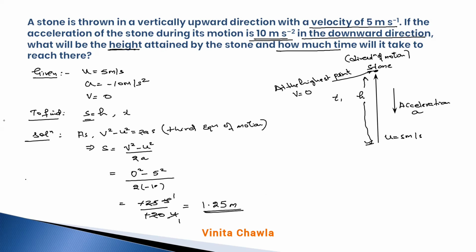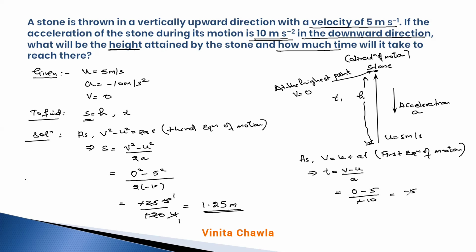And second thing that we have to find out is time, right? So as V is equal to U plus AT, now here we'll use first equation of motion. In the bracket, we will write first equation of motion. This implies T is equal to V minus U by A. Now put the values here. V is 0, U is 5, and A is minus 10. Minus minus cancel. So we'll get minus 5 by minus 10, right? Minus 5 by minus 10 is 0.5 seconds.